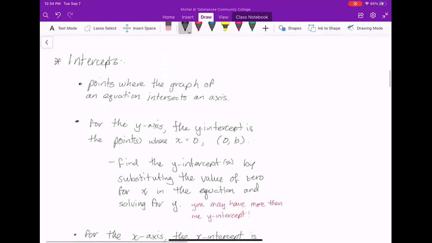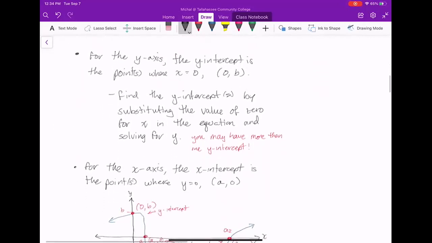So just another quick review, intercepts are the points where the graph of an equation intersects an axis. For the y-axis, the intercept is the point or points where x is equal to 0. We call it 0, b as the point. I can find the y-intercepts by substituting the value of 0 for x in the original equation and then solving for the y that gets. And there may be more than one.